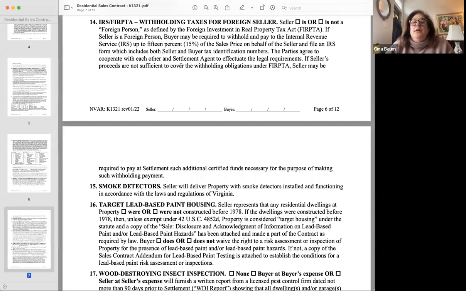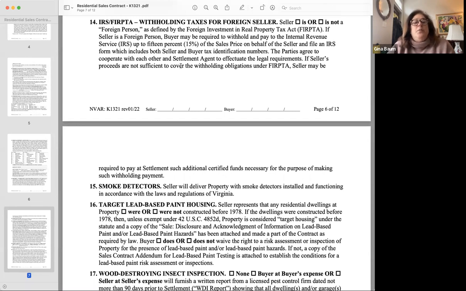So the seller is or is not a foreign person as identified by the Foreign Investment in Real Estate Property Tax Act, FIRPTA. If seller is a foreign person, buyer may be required. Remember now here, it says the buyer may be required to withhold and pay to the Internal Revenue Service up to 15% of the sales price on behalf of the seller and file an IRS form, which includes both seller and buyer's tax identification numbers.